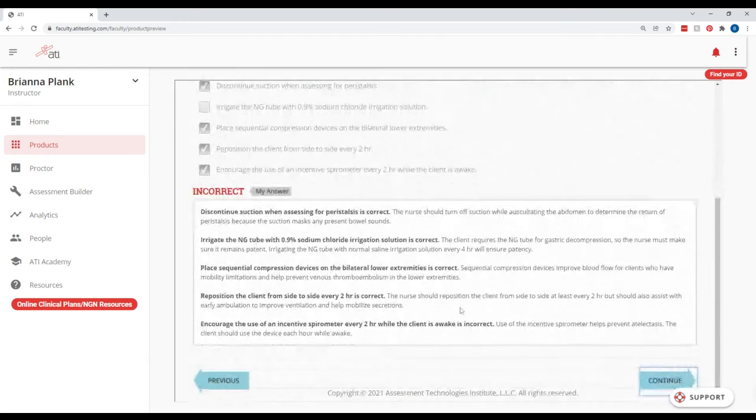Oh, I think I did this earlier too. I was looking at this one. So we definitely want to turn off suction when we assess for peristalsis. So basically this is saying that when we're going to assess for bowel sounds, we're going to turn the suction off because we need to be able to actually hear the bowel sounds.